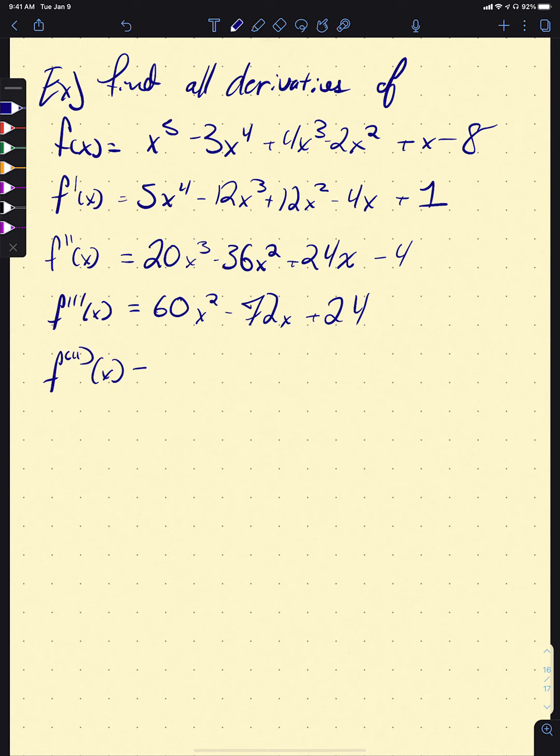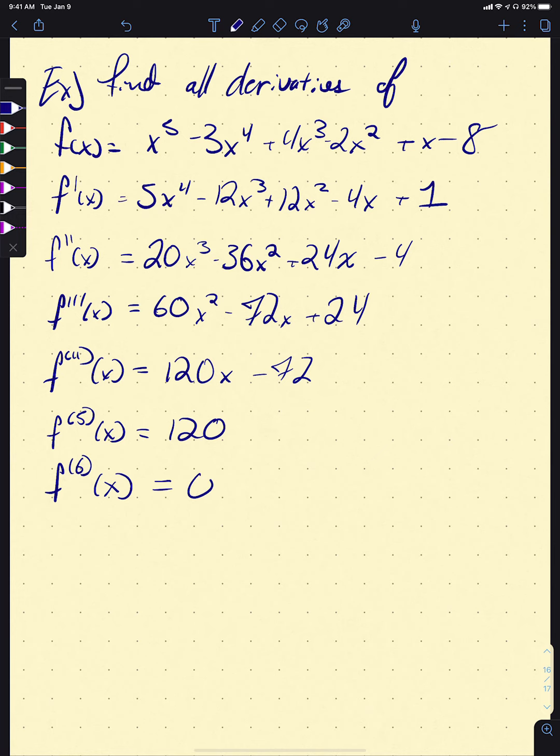My fourth derivative of x, 120x, 72 left over. What about my fifth derivative? Well, my 72 is going to drop, and we're going to be left with 120. What about my sixth derivative? Well, it's just 0. What about my seventh derivative? Well, the derivative of 0 is still 0.